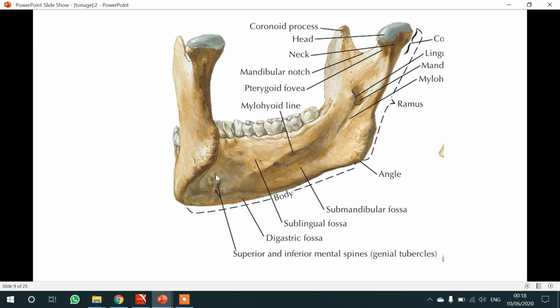Here you can see four small tubercles. These are called mental spines, or genial tubercles. Two are superior and two are inferior. While studying the extrinsic muscles of the tongue, always remember these genial tubercles. They are four in number, two superior and two inferior, and they are present on the mandible, near the inferior border of the mandible, on its inner surface. Always remember them.